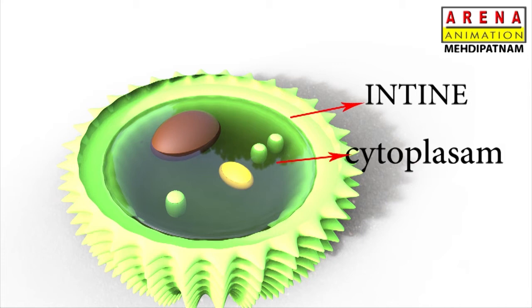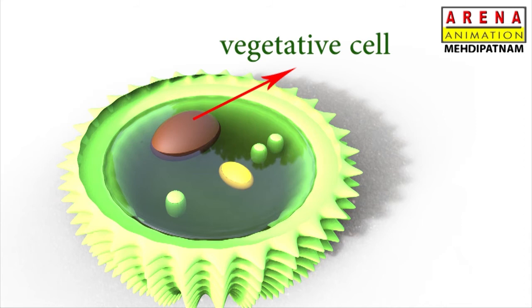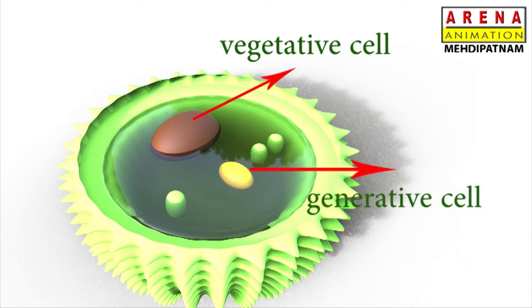Next, the part inside of the pollen grain is called the cytoplasm. When pollen grains mature, they contain two cells: the vegetative cell and the generative cell. The vegetative cell is a bigger cell and the generative cell is a smaller cell. The vegetative cell has more than one nucleus.